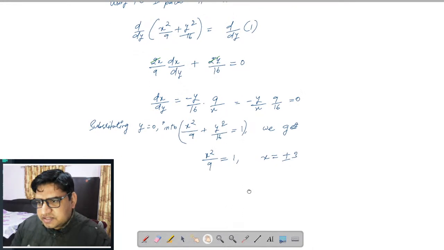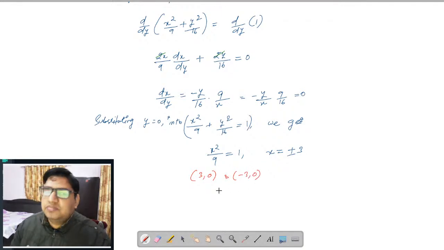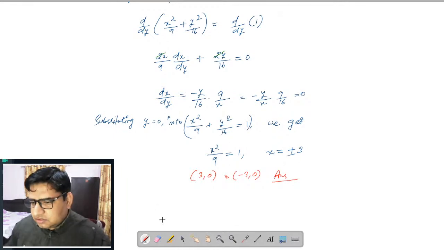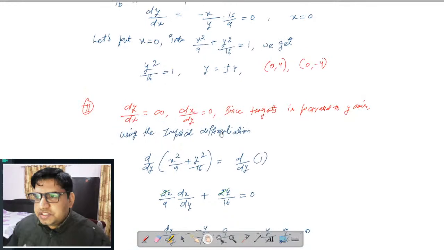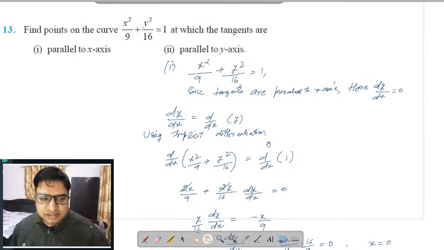So from the simplification we can write that for x is equal to 3, y is 0, and for x is equal to minus 3, y is 0 again. So these are the 2 points when the tangent is parallel to the y-axis, and from above we get 2 points, 0 and 4, 0 and minus 4, when the tangent is parallel to the x-axis. I hope this is clear to you, and you must not be having any confusion in solving this type of question.